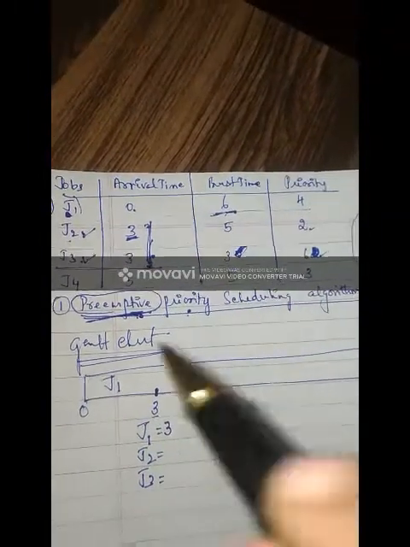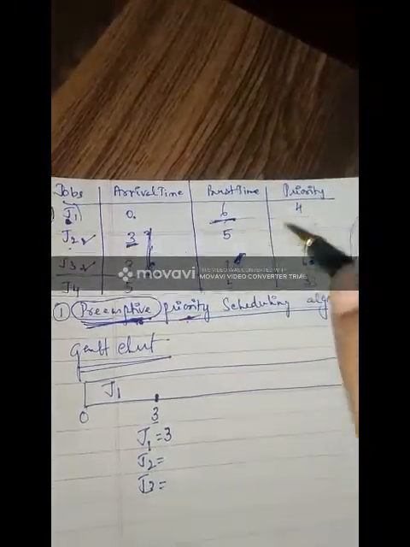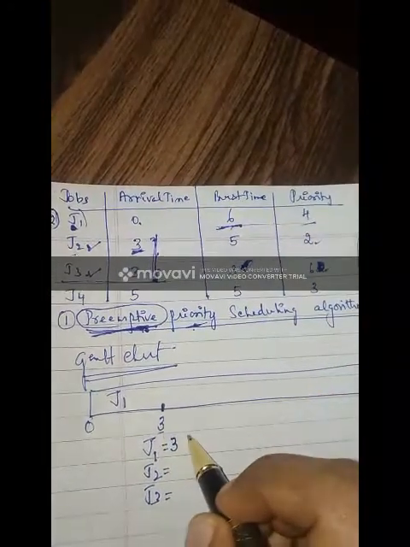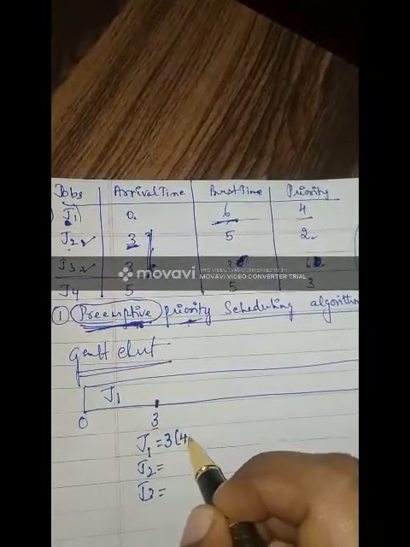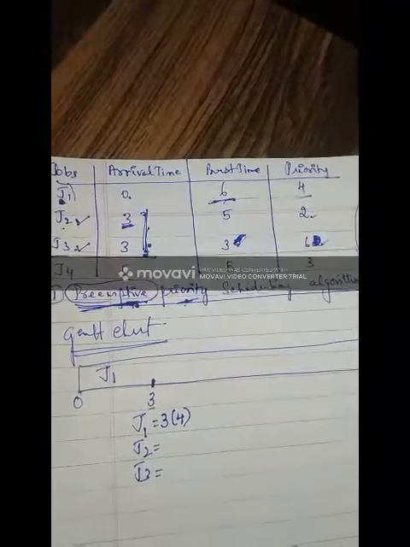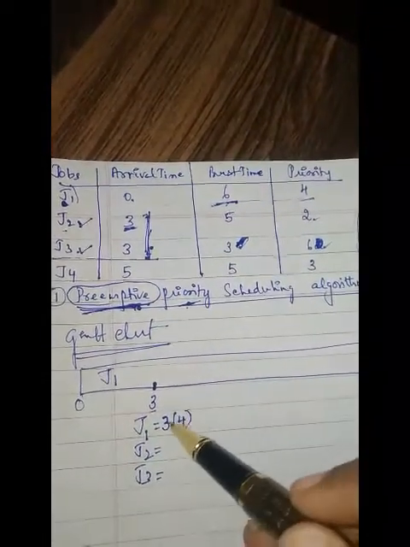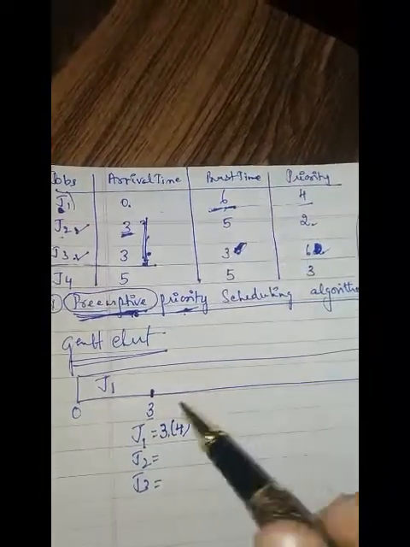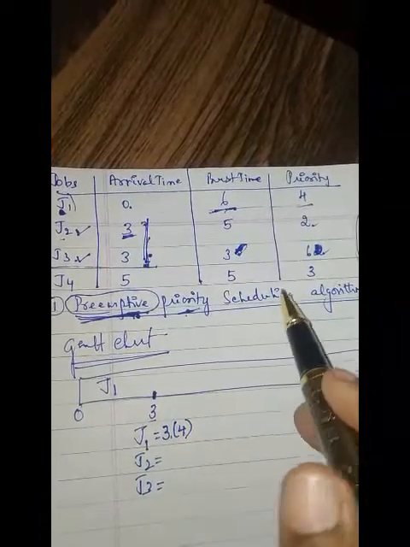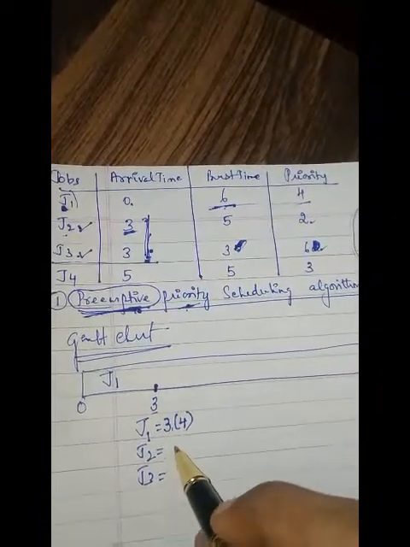Okay, but since this is priority scheduling, you have to consider the priorities also. So within the bracket you can write the priority number. If this was SRTF, then you would only write the burst time. But this is the priority scheduling algorithm, so even the priority needs to be considered.